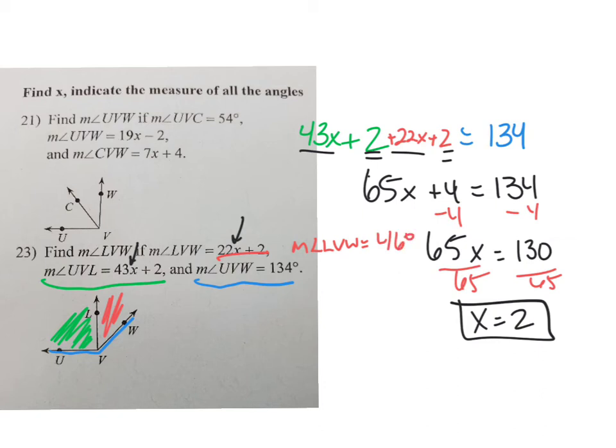Now I'm going to find the green piece next. So that's the measurement of angle UVL. So I'll do 43 times 2, which is 86. 86 plus 2 is 88. So I should have 88 degrees.